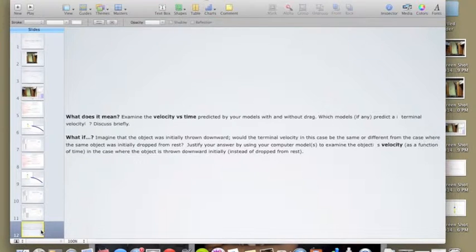And finally, for the what if question, if an object were thrown downwards, in this case, then the terminal velocity would remain the same due to the constant mass of the object as well as the proportional forces. However, the velocity would be reached at a faster position. That is all. Thank you very much.